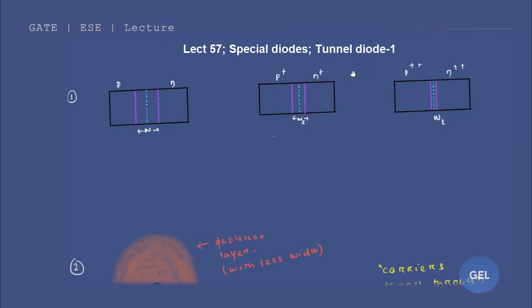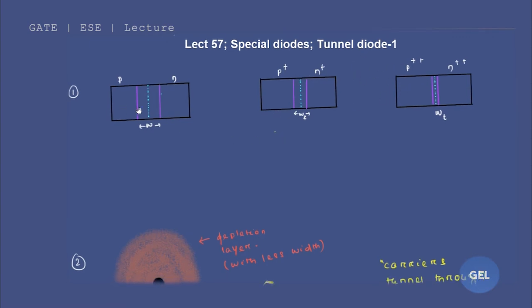Now let's start with what is a tunnel diode and how we are going to form this tunnel diode. Now why do we call it a tunnel diode? Because in this diode the carriers do tunneling, or the carrier moves from one type to another type by tunneling through the depletion layer. We'll get into the analysis of those things.